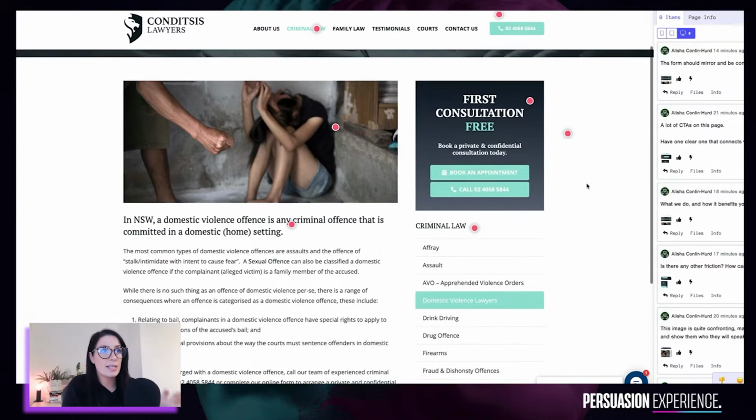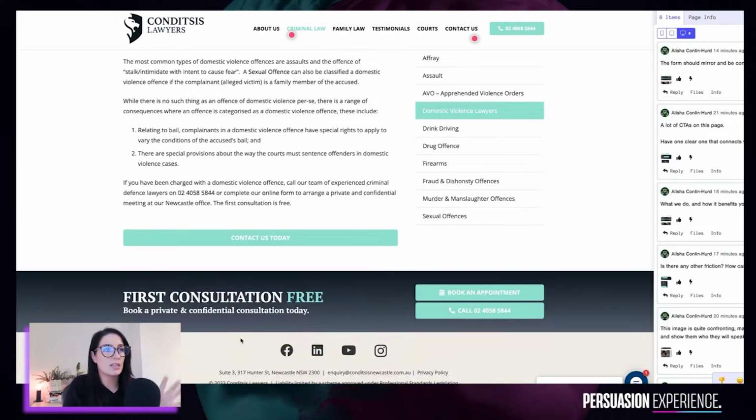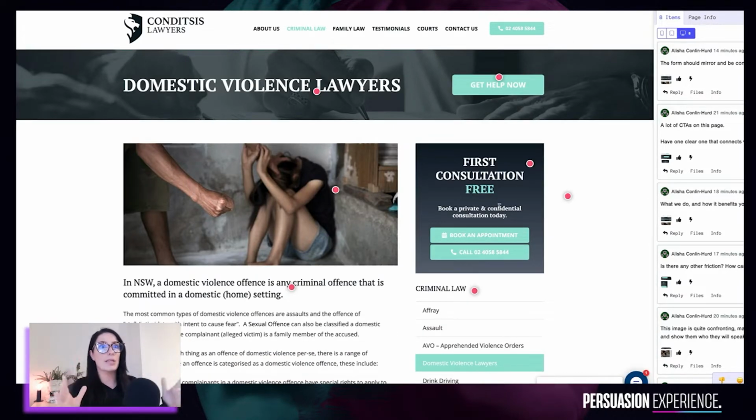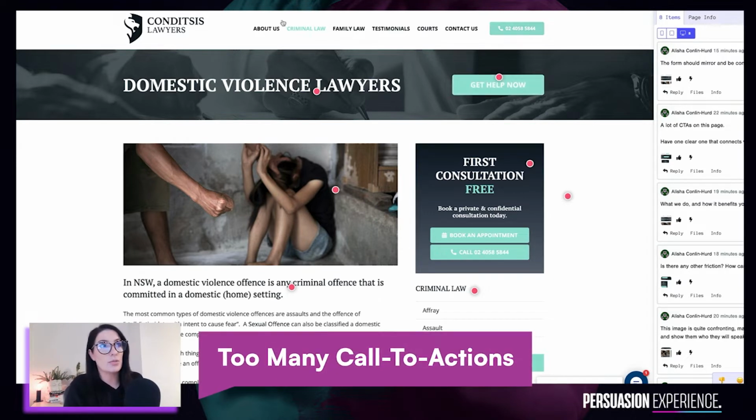Now, at first glance, you're like, yes, it has stuff on here and I'm really vibing this. I think that's great that you have that. I do think it's hidden. The very first thing when I look at this page is there's so many calls to action.